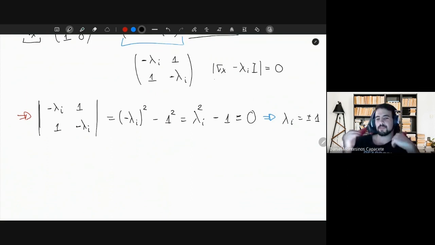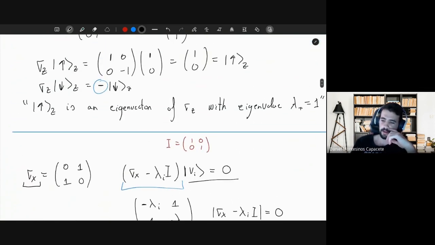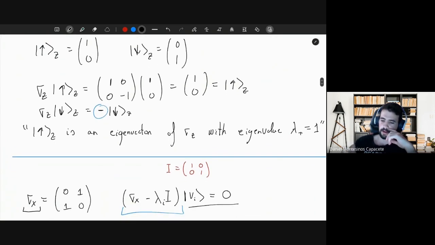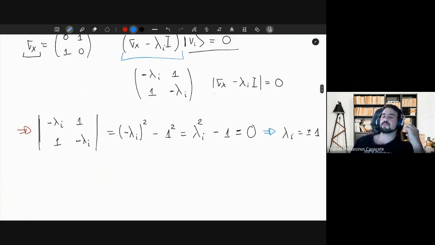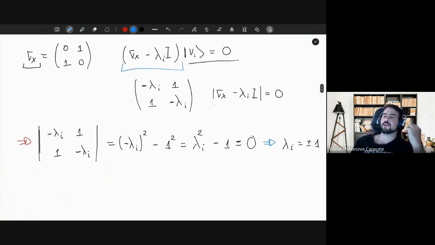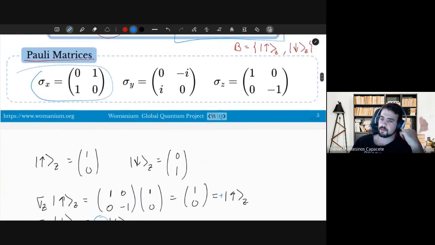We get the same eigenvalues as the eigenvalues that we have here, right? Minus 1, if you want, plus 1 and minus 1, right? We get the same eigenvalues. This is something that has to do with, let's say, the physical properties.